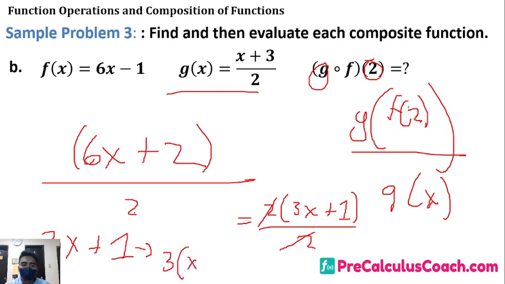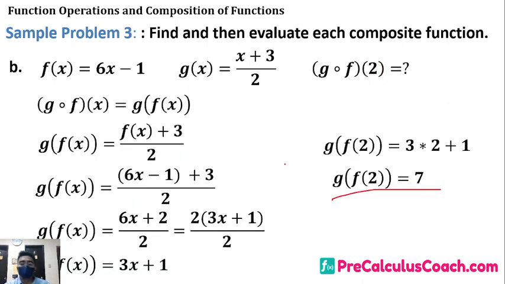3 times, instead of having x, we could have 2, plus 1. So, 3 times 2 is 6. 6 plus 1 is 7. So, the final answer is 7 po. Or we could simply say that g of f of x is equal to 7, wherein x is equal to 2. Or, if you're going to read this one, g of f of 2. In this case, it is g of f of x, wherein x has the value of 2, or g of f of 2.